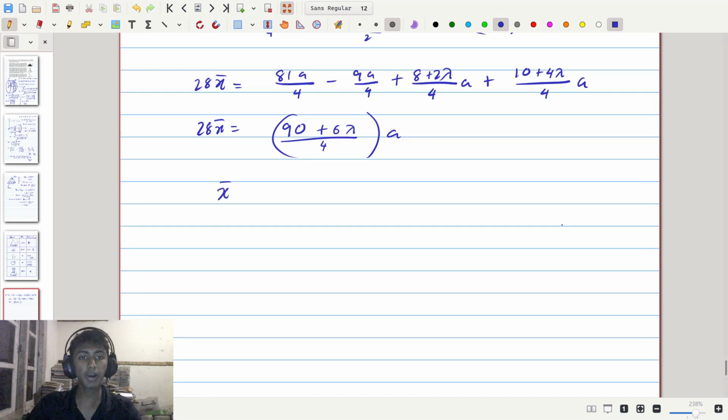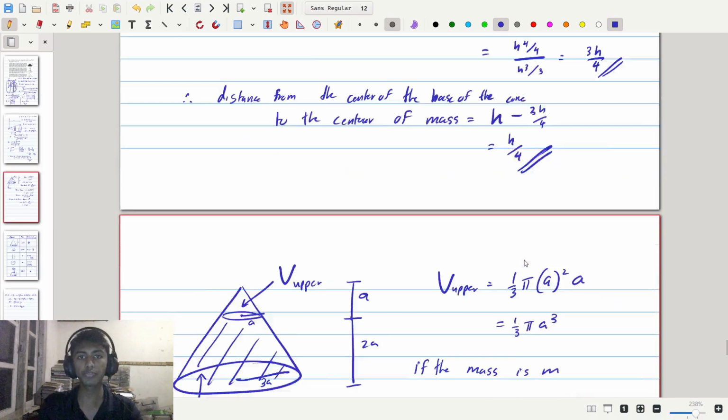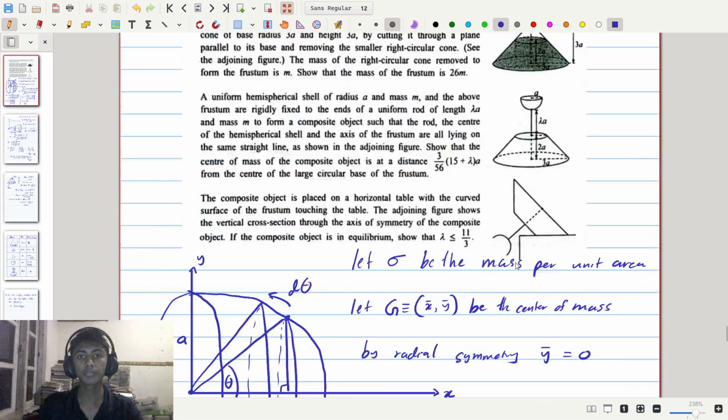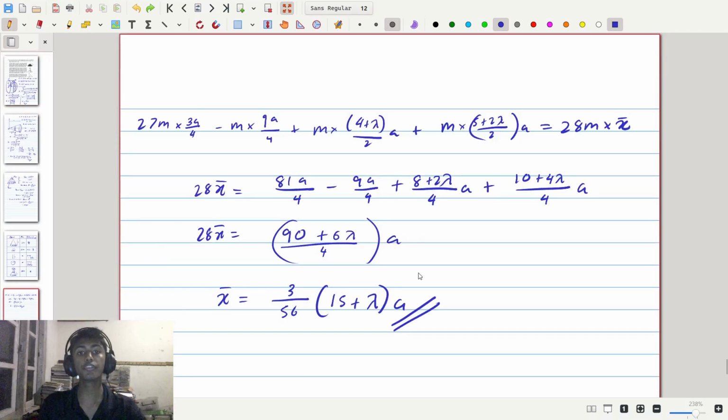So we get x bar equals 1 divided by 28 times 1 divided by 2, which is going to be divided by 56. On top we have 15 times 3 plus 1 times 3 lambda. So we can take a 3 out. Then we have 15 plus lambda, times a, and that is the answer that we wanted. So therefore we've solved that part of the question. The answer is 3 over 56 times (15 plus lambda) times a.